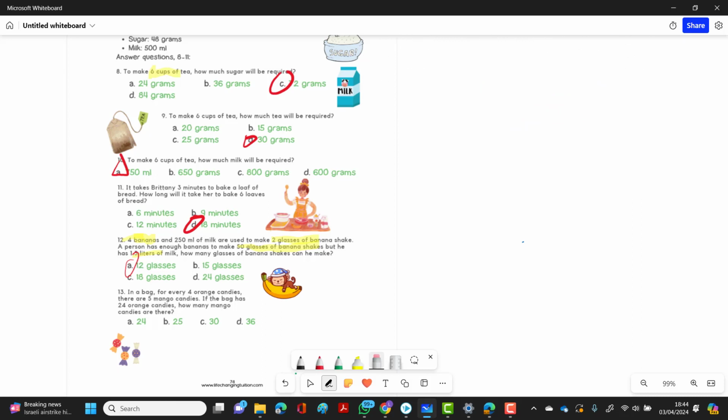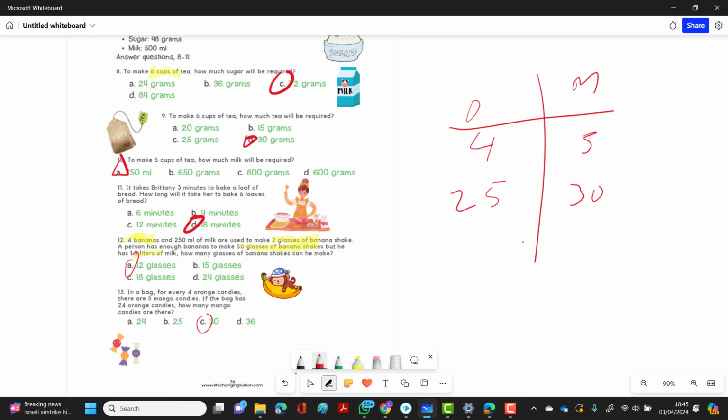Okay. Right. In every bag of 4 orange candies, there are 5 mango candies. So if there's 24 here, times by 6, times by 6, so it's 30.